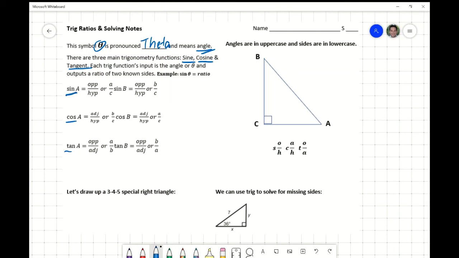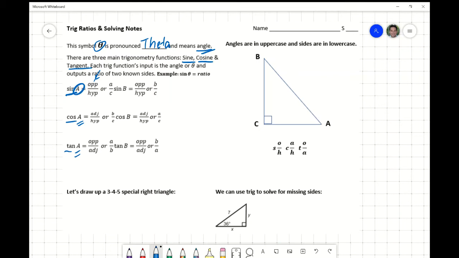The sine ratio takes an angle in and returns a ratio. Okay. Same thing with cosine. It takes an angle in, and cosine returns a ratio. Tan returns a ratio. So the ratio returned by sine is the opposite side over the hypotenuse. Cosine is the adjacent over hypotenuse, and tan is opposite over adjacent.